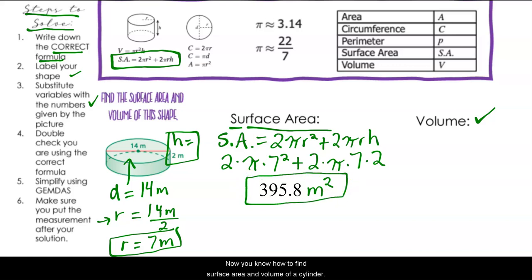Okay, now you know how to find surface area and volume of a cylinder, both by plugging in the variables into the problem directly or by using Desmos and telling Desmos the value of the variables.